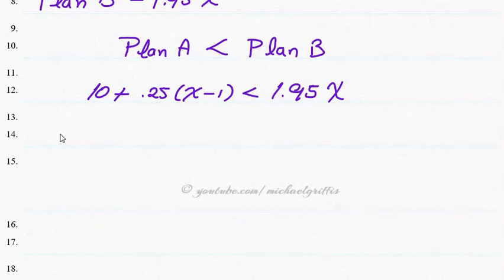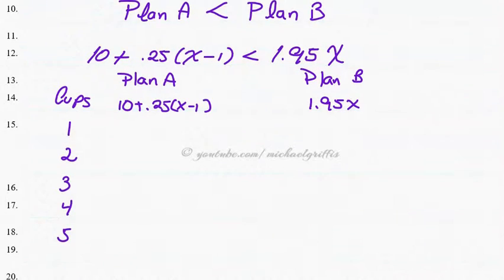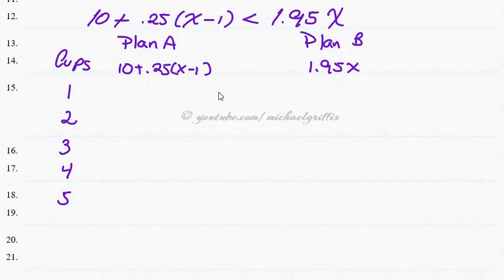What I'm going to do is label this column cups: 1 cup, 2 cups, 3, 4, 5 cups. We'll call this column plan A. And plan A was, remember, 10 plus 0.25 times (X minus 1). This will become a little clearer in a minute. And then we've got plan B, which is the $1.95 per cup. Okay, so I've got two columns here, and we're going to compare values.